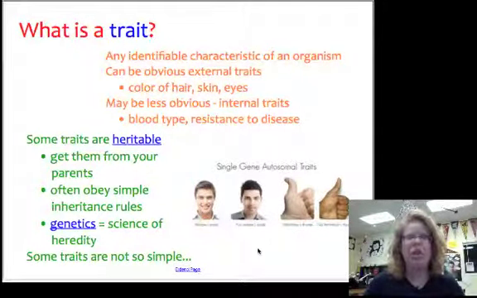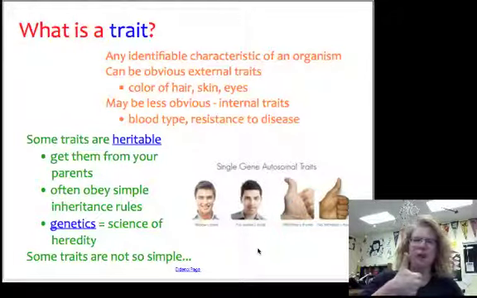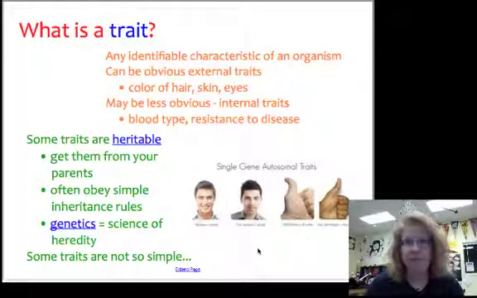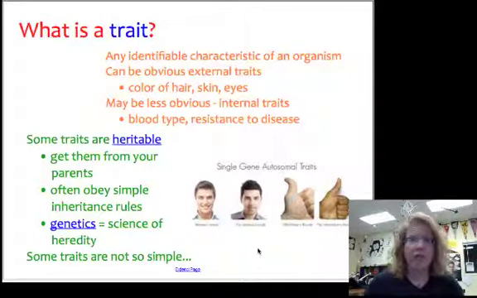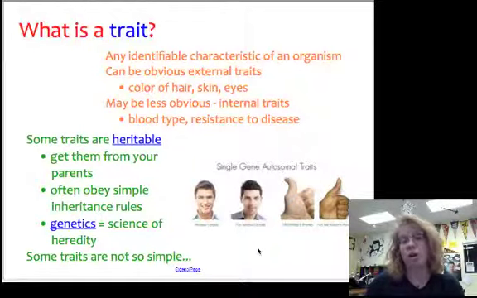And what's your thumb style like? That's another simple trait. You have hitchhiker's thumb. I do not. Some of you, when you make that thumbs up, your thumb just tips way over, but just a funky little trait that some of you have. So genetics is the science of studying those traits. Are traits heritable through simple rules, or are they heritable through more complex rules? So that's what genetics studies.